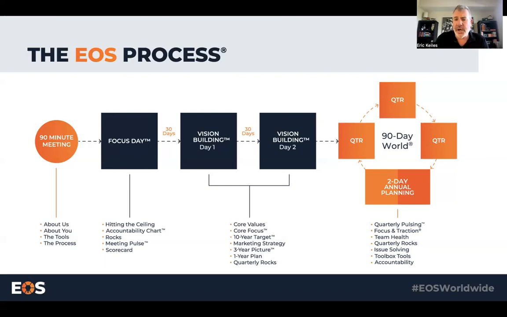At the end of the year, we have a 2-day annual planning session. The first day is very similar to a quarterly session, but on the second day, we're resetting the 3-year picture and the 1-year plan. We're doing some team health building, and it's a really great way to set the table for the next year. The goal is that you will become so adept as a leadership team at running EOS that at some point when you're in that 90-day world, you can graduate and you won't need Eric or any other implementer to help you.